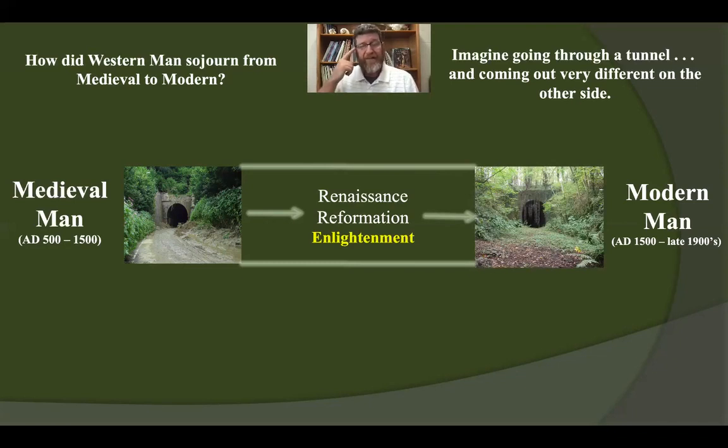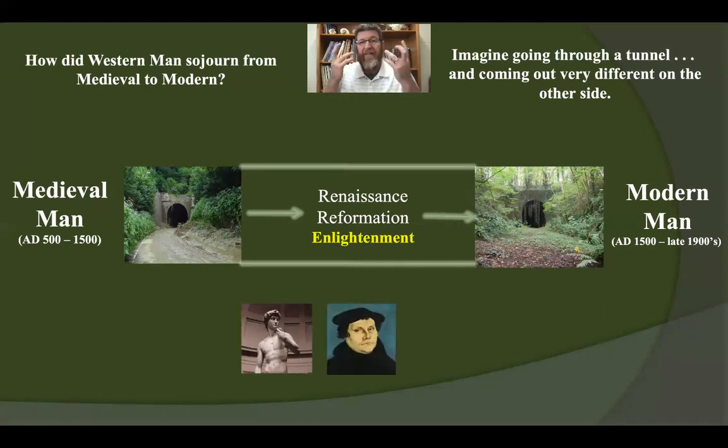Modern man thinks, acts, sees the world very differently than medieval man over there on the left. So after Michelangelo's David, emphasis on humanism, what can the individual do? Martin Luther's emphasis on individual interpretation of scripture. And then we have Voltaire. We have a lot of French thinkers here. We have Rousseau, any of whom could represent the Enlightenment.